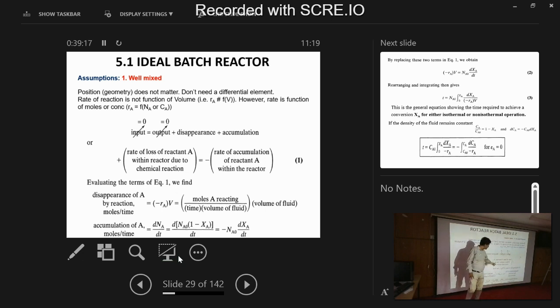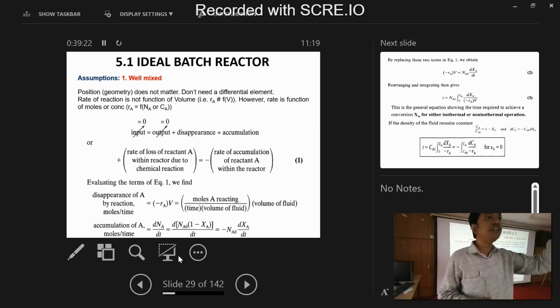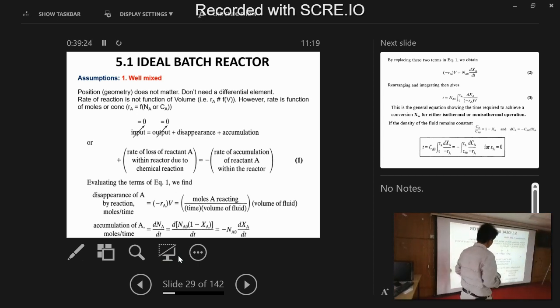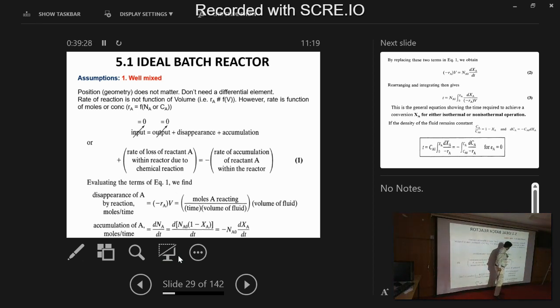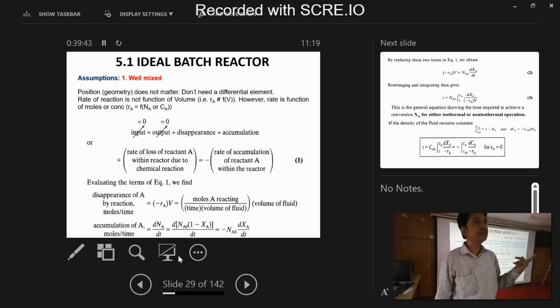So how do you write disappearance? From the rate expression, we know minus RA is equal to 1 by V dNA by dt. So if I write in units of moles per time, minus RA into V will be my disappearance. And what is my accumulation? dNA by dt. If I write in terms of conversion, NA is equal to NA naught into 1 minus XA, you know that. So we will get minus NA naught into dX by dt.